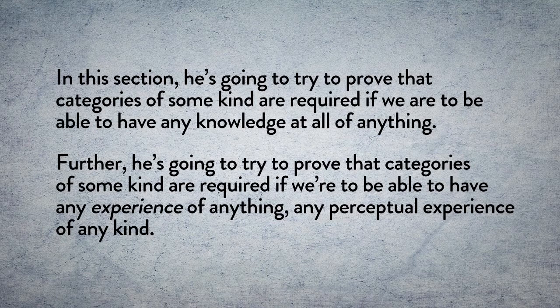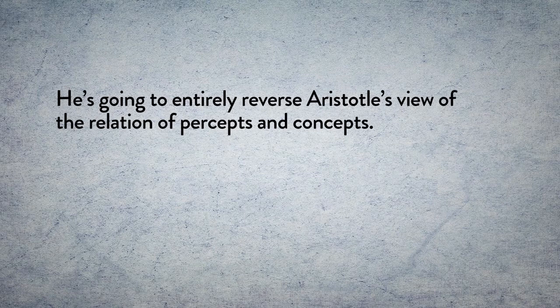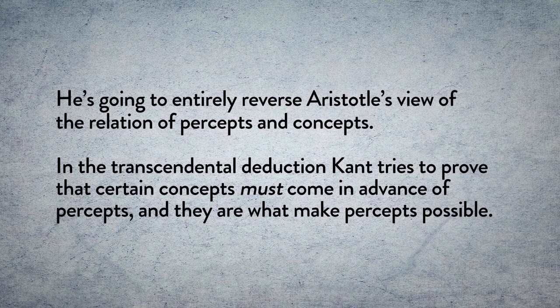So he's going to entirely reverse Aristotle's view of the relation of percepts and concepts. Aristotle claimed that we start with percepts, they come prior to concepts, and then we form concepts by abstraction from percepts. In the Transcendental Deduction, Kant tries to prove that certain concepts must come in advance of percepts, and they're what make percepts possible.